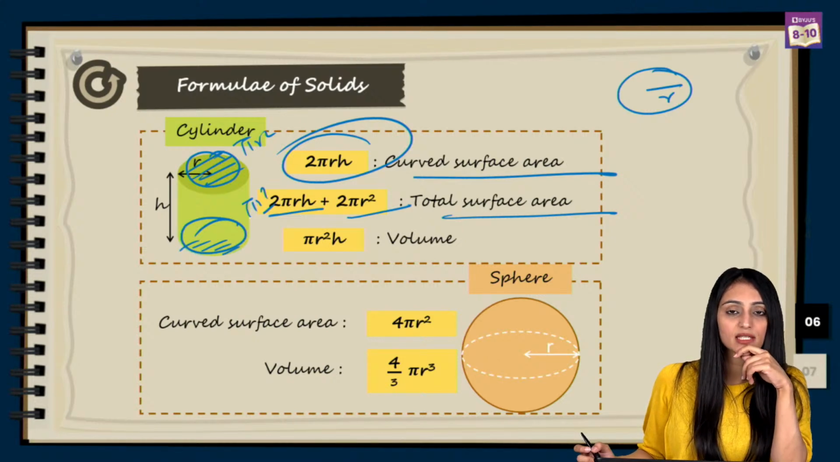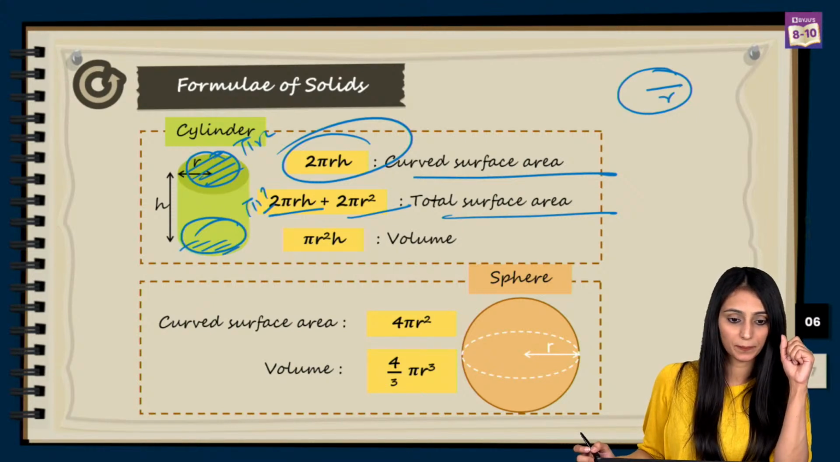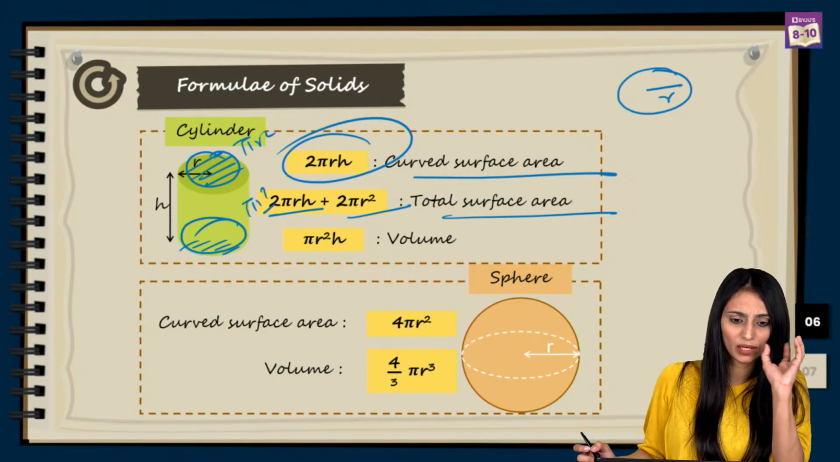Diagonal for a 3D object. Let's say you are talking about a cuboid. That's going to be square root of l square plus b square plus h square. This is the shortcut formula that you can use.